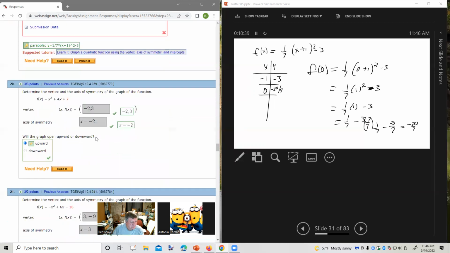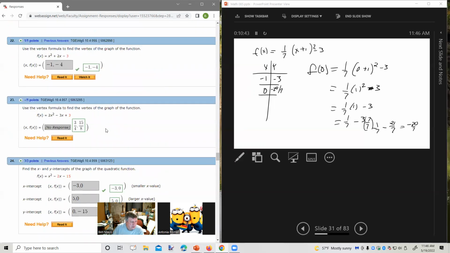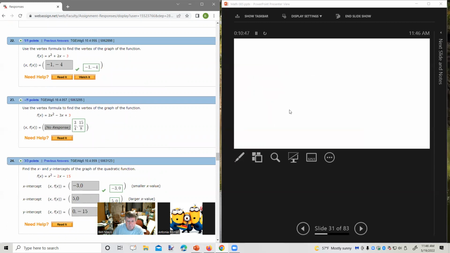All right. Let's see here. Did you want to look at 23? Yes, please. Okay. So number 23, use the vertex formula to find the vertex of the graph of the function.